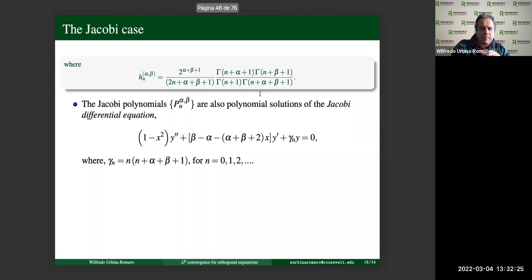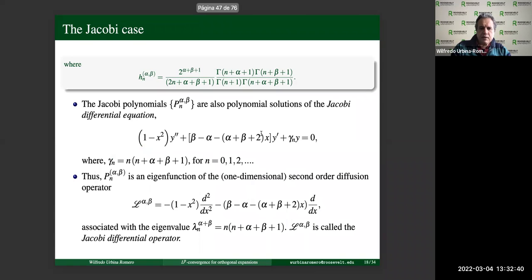Okay, so of course, Jacobi polynomials can be obtained not just as an orthogonal family, but as solutions of the Jacobi differential equation. And taking this term to the other side, it tells you that the Jacobi polynomials can also be obtained as the eigenfunctions of the second order diffusion operator L alpha beta, which is the first part of the equation, what is called the Jacobi differential operator.